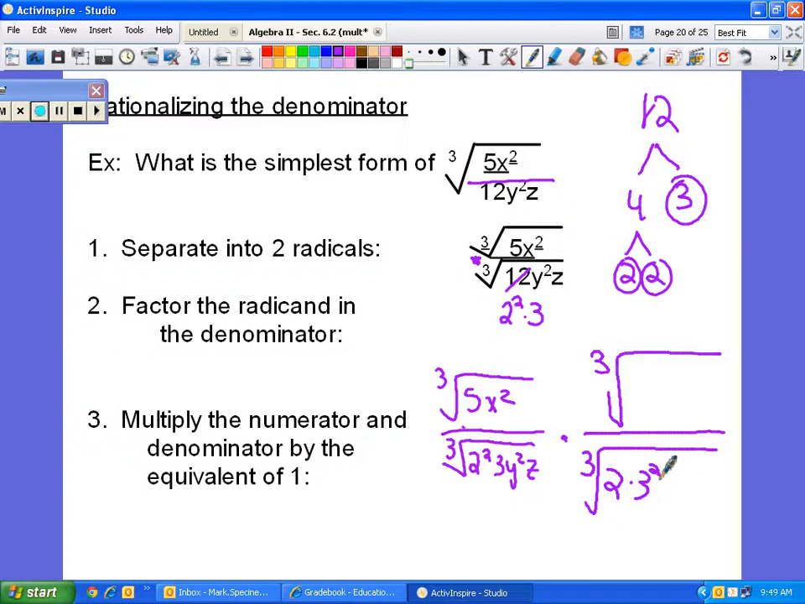So I have 1 3. I need 3 3's. How many 3's do I need? I need 2. I have 2 y's. How many y's do I need to make 3? 1 y. And then I have 1 z. How many z's do I need? I need 2 more z's.